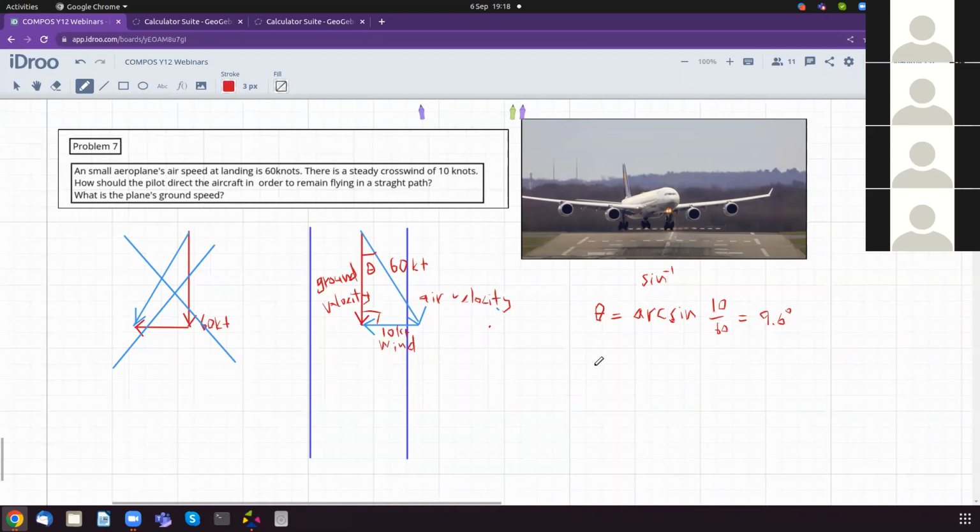And the actual ground speed, velocity ground, using the Pythagoras theorem, is 60 squared minus 10 squared, which is 50 something. So square root of 60 squared minus 10 squared. Oh, interesting. It's 59.2 knots.